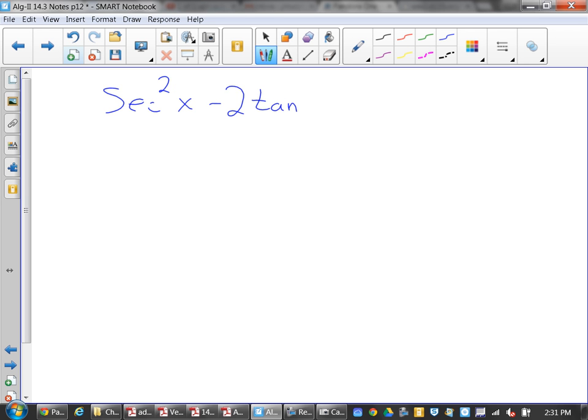I just saw that in search and I agreed with it. On the board, right there. Highly agree with it. 2 secant squared of x minus 2 times tangent of x equals 0. Secant squared of x minus 2 times the tangent of x is 0.